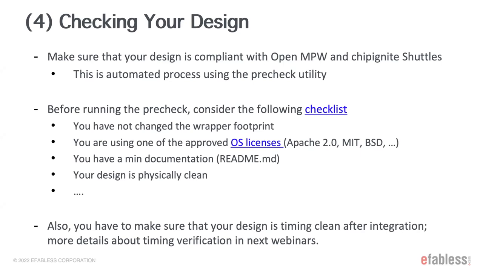Before submitting your project, anyway, you need to run the precheck on the Efabless platform. So in order to reduce the number of iterations of creating a job to run the precheck on the Efabless platform, you can run the precheck locally and fix all the issues reported. Once you are confident that you implemented all the items in the checklist, and the precheck doesn't report any issue, now you can submit and create a job to run the precheck on the Efabless platform.